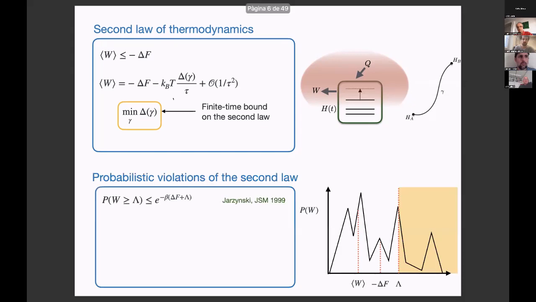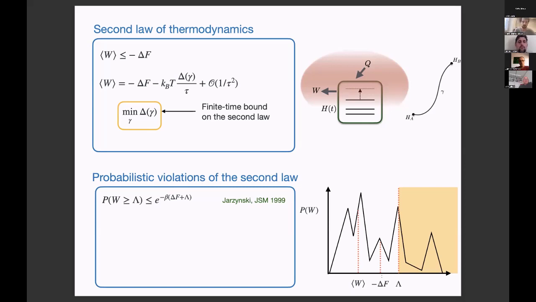And now in this talk, I want to take as a starting point a different inequality, which is also very well known here, which is by Jarzynski, and it's a consequence of the fluctuation theorem that makes a probabilistic statement about this process. So in particular, what this tells us is that the probability to violate the second law is upper bounded by an exponential function relating also delta F and the amount by which we want to violate it.